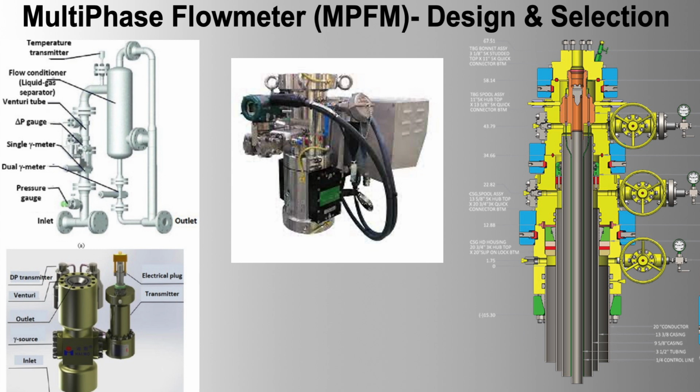Practical examples. 1. Offshore production facility. Flow meter type, Venturi-based multiphase flow meter with gamma densitometry. Material, duplex stainless steel for body and housing. Installation, installed vertically with sufficient upstream and downstream straight pipe lengths. Remote monitoring, integrated with DCS for real-time monitoring of oil, gas, and water flow rates.